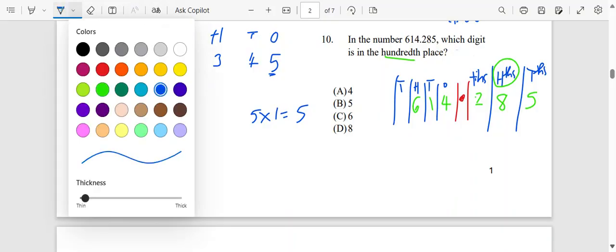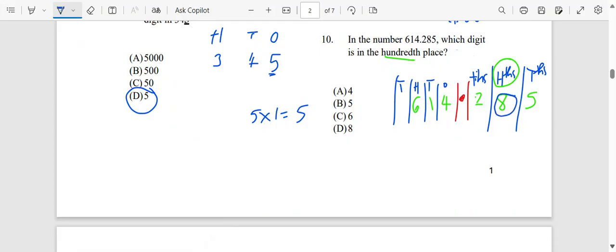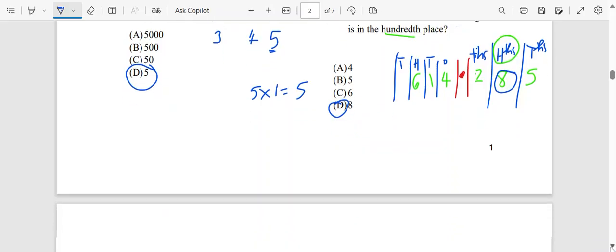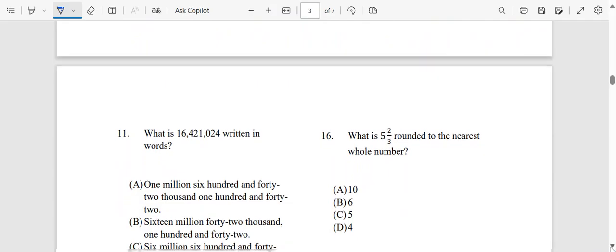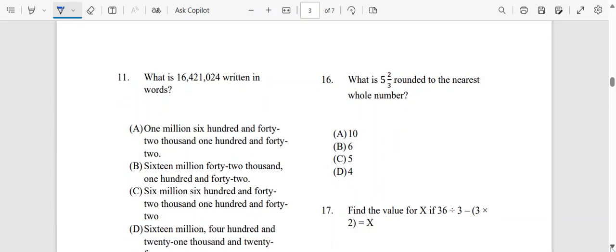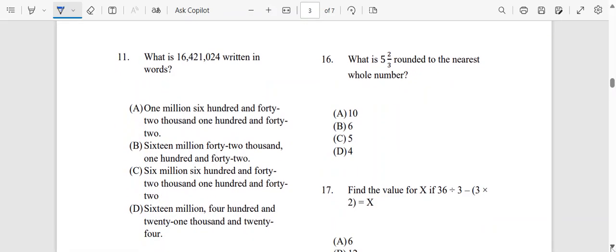All right, so let me get my color and circle that one. So eight is in the hundreds place. All right, I hope that you managed to score all 10 questions correct for that part as we move on to the second part of the paper.